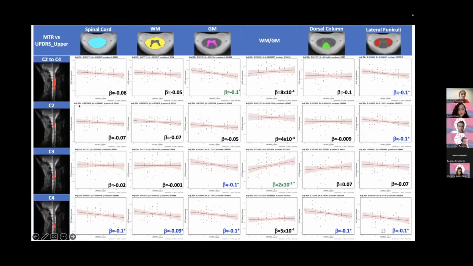When it comes to magnetization transfer ratio, we also have two significant results. We did exactly the same thing, but with our two new regions of interest. And here we have one significant decrease of gray matter at level C2 to C4, and one significant increase of the ratio between white matter and gray matter at level C3.